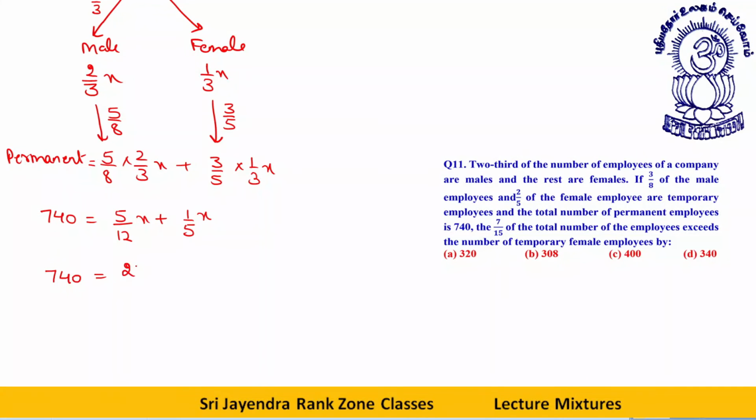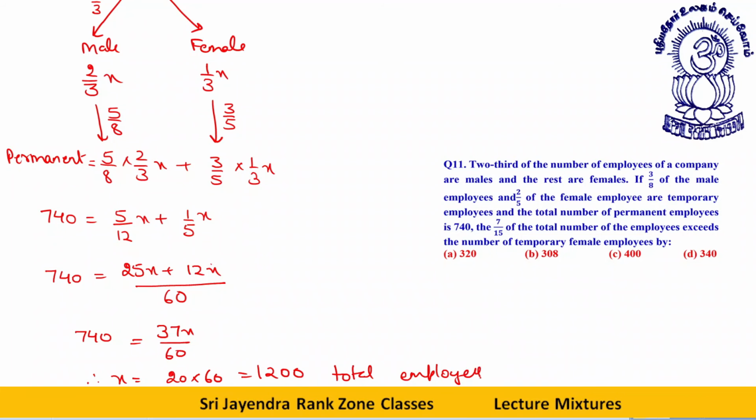740 is equal to 25x plus 12x divided by 60. This is 37x. 37x by 60 is equal to 740. If you cancel 37 by 740, you get 20. Therefore, x is equal to 20 into 60, which is equal to 1200 total employees.